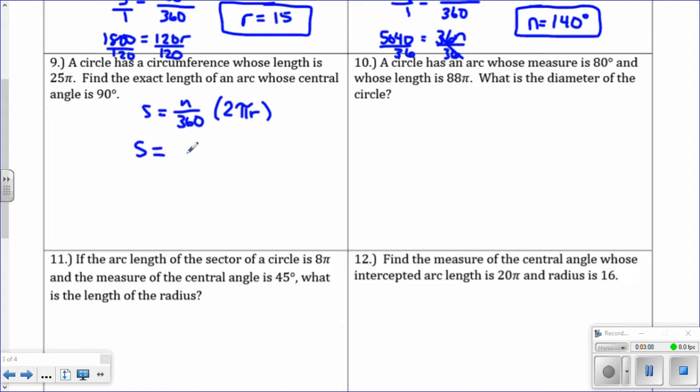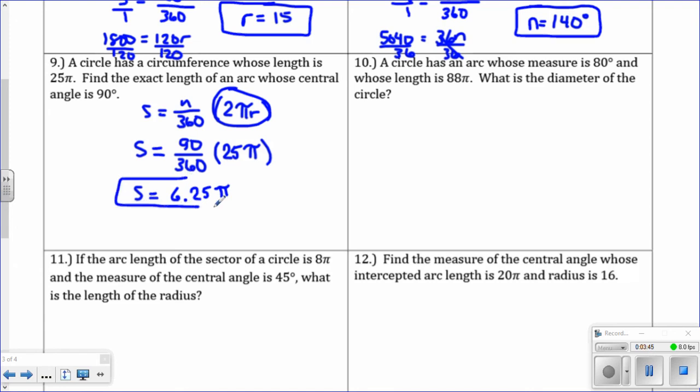Okay, we don't know the arc length. The central angle is 90, so 90 can be put in for n. And it doesn't give you the radius, but it says the circumference is 25 pi. Well, 2 pi r is the formula for the circumference of the circle. Therefore, I can completely replace 2 pi r with 25 pi because it said that was what the circumference was. Okay, so at this point it says to find the exact length of the arc, so you just want to enter this in the calculator. Don't type the pi, so you're just typing in 90 divided by 360 times 25, and you get 6.25, and then we still have the pi, so we have the exact length of that arc.